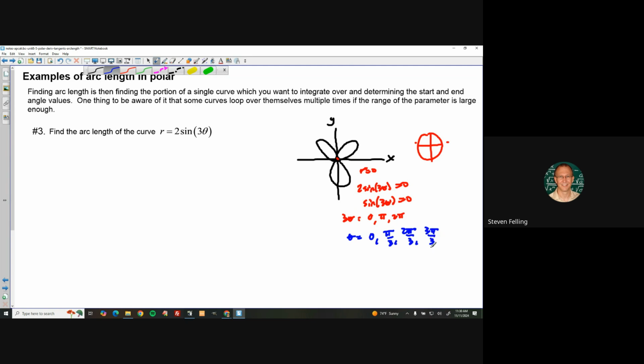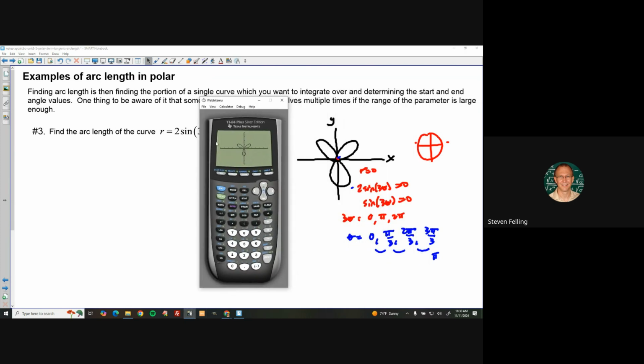Okay, so since there are 3 petals here, I suspect that we're here when theta is 0, we're here again when theta is pi over 3, we're back here again at 2 pi over 3, and then we're back here again. So probably each one of these is one of the petals. Okay, which means we really only have to go from 0 to pi. To verify that, we're going to take our calculator and restrict this range. So let's say we went from 0 to pi over 3. That should give me 1 petal. And sure enough, it does.